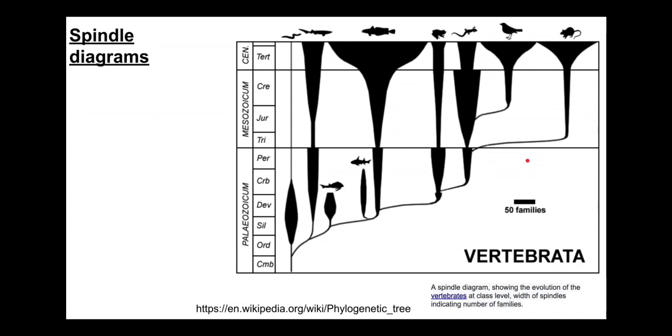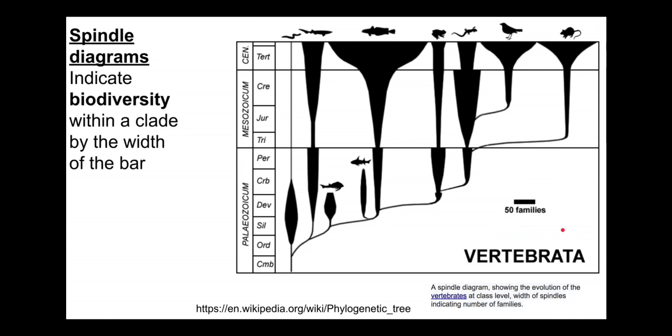Again, these are called spindle diagrams. Most often show up in paleontology. Here, these spindles stop here. They don't extend to the end. So the short length indicates extinction. Time is indicated here, and then there's a scale to help you interpret the width of the bars.